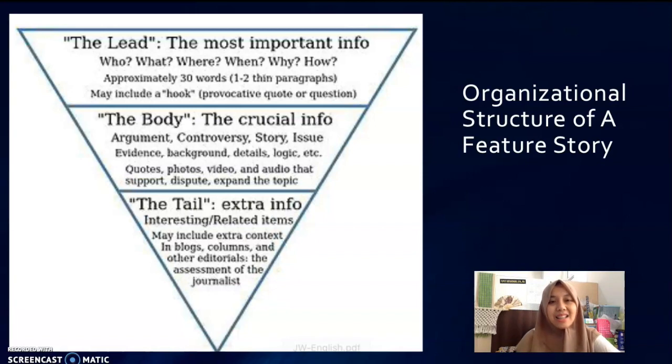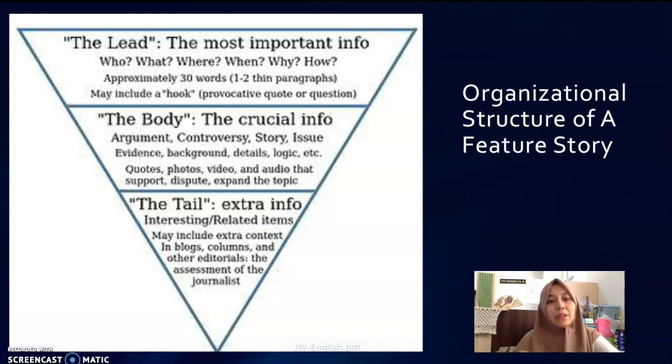So the lead is the part where you want to catch your reader's attention. How you do this, you may want to start by talking about the person that you're writing about, or you may also want to use relevant quotations about them, saying that these quotations represent this person, for example.